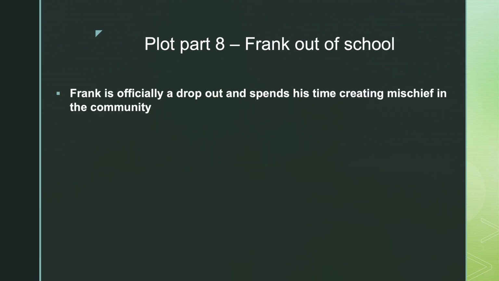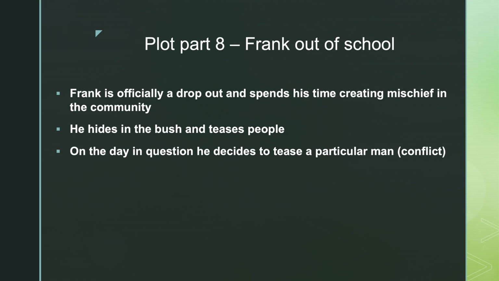So what we see happening is a synopsis of what Frank is getting up to now that he's out of school. He spends all his time in the community creating mischief. He hides in the bushes and he teases people. Now, in this particular section, on this particular day, he chooses his target. He decides to tease a particular man.